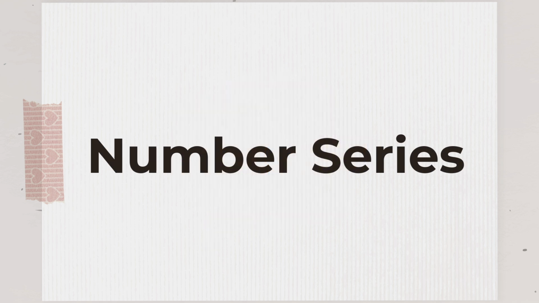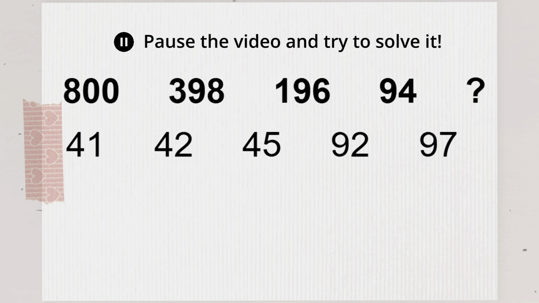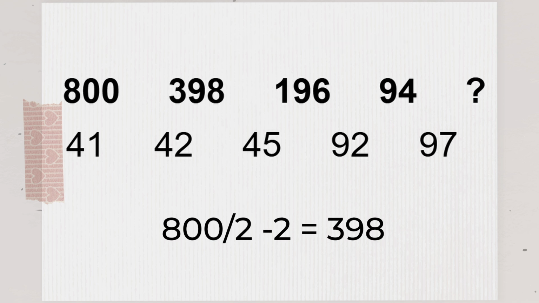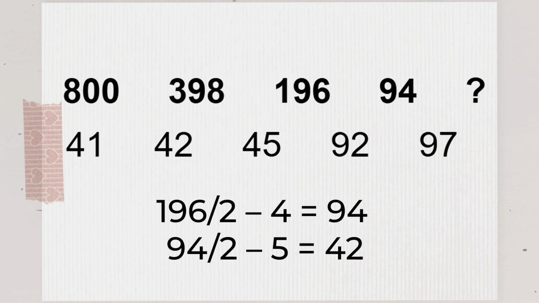The next subtest in this battery is called number series. This question shows a series of numbers that have a rule. Use the rule to determine which number will come next in the series. In the series, the next number is obtained by dividing the previous number by 2, and then subtracting 2 in the first turn, 3 in the second turn, and so on. So, the correct answer is 42.